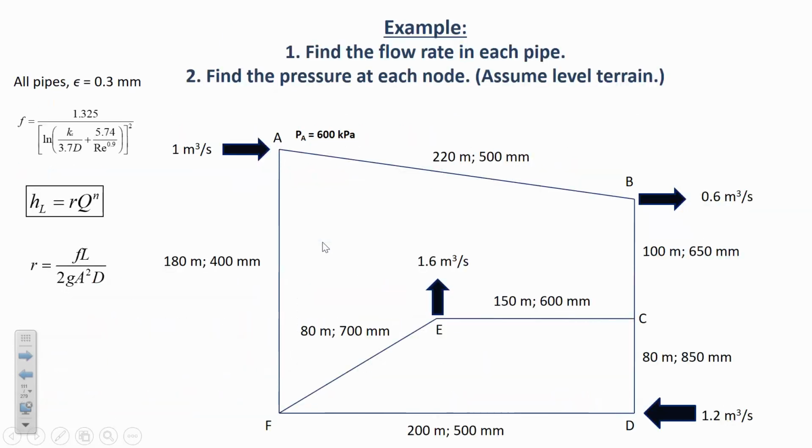The first thing to do is, in this printout, draw, for example, the 1 cubic meter per second that comes in at A. What is the flow direction and the flow amount through the pipe AB and the pipe AF? You can assume anything you like. You can have it split 50-50, you can do 40-60, you could have all of the flow go through one pipe and 0 through the other. But you have to make sure that in every junction in your network, flow in and flow out are equal.